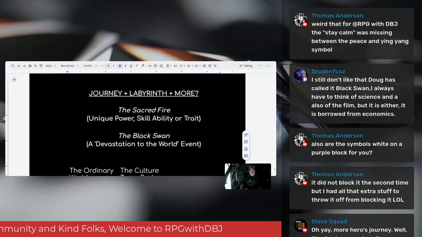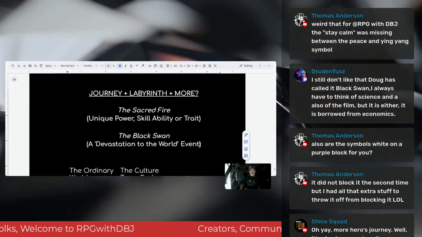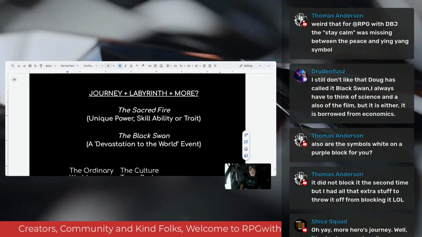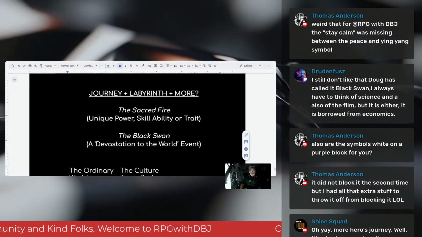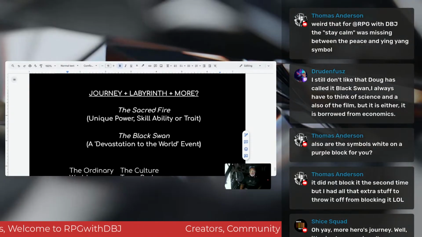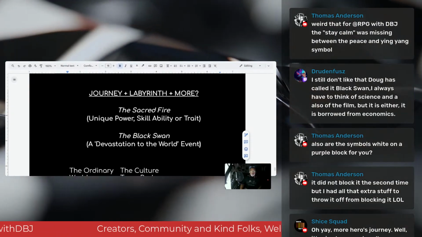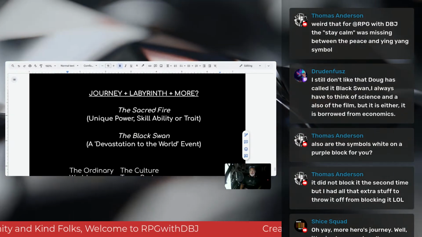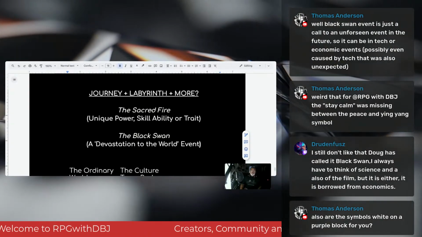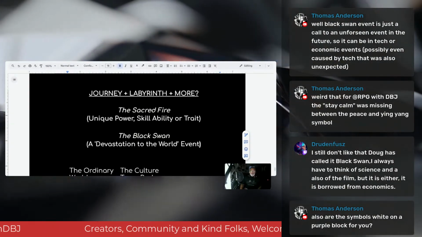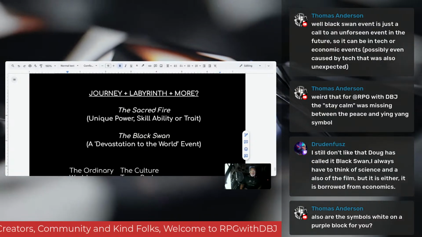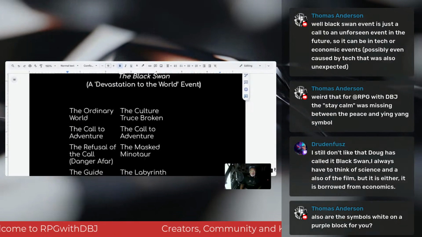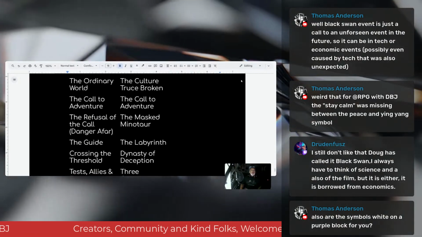For example, in Star Wars, the sacred fire is the Force. And in Star Wars, the Black Swan event, of course, is the Death Star, and it firing at anything. And if there isn't an enemy, maybe the enemy is the environment. Again, the Black Swan event could be a snowstorm or a sandstorm or floods, and so forth. Let me move down here, beginning of these, and then let me see what your comments are.